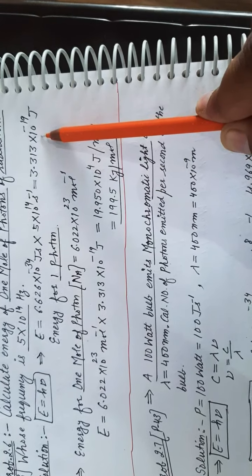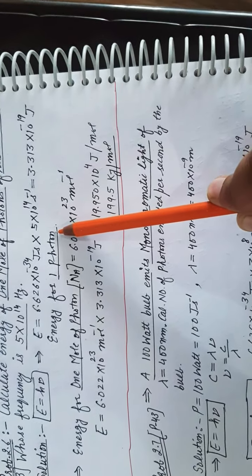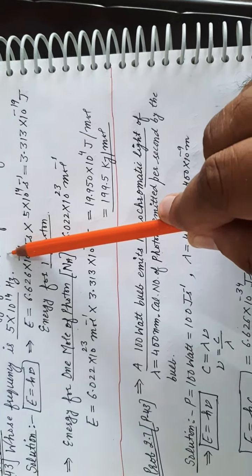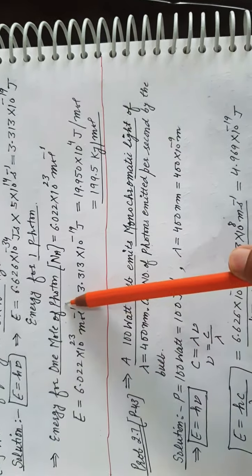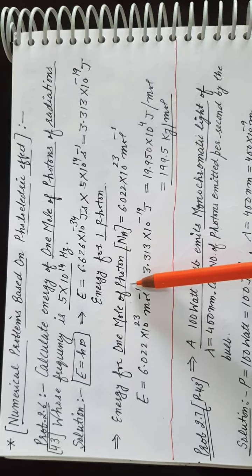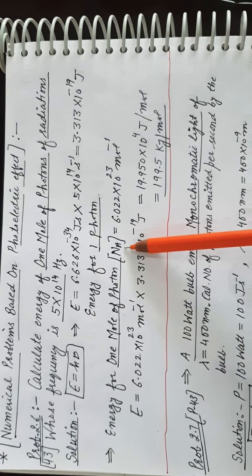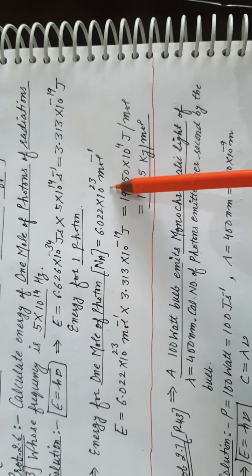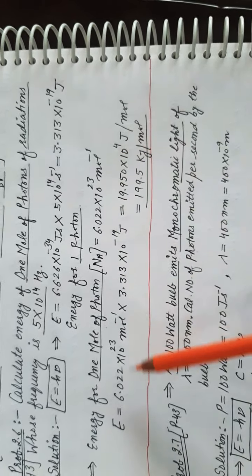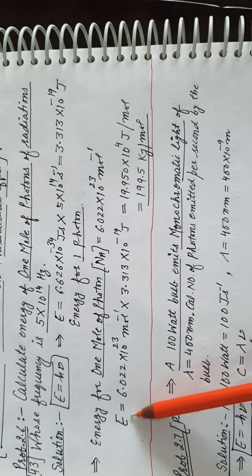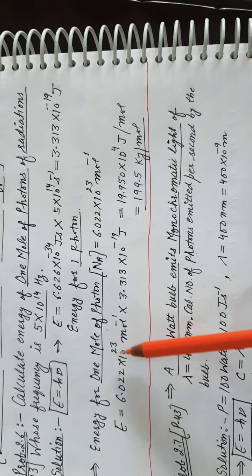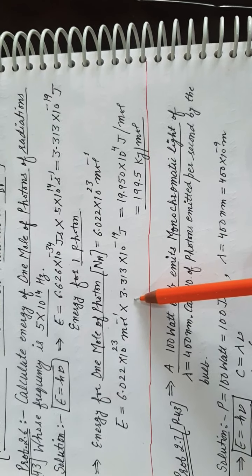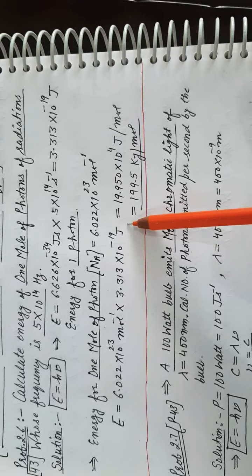But this is the energy for only one photon, and you have to calculate the energy for 1 mole of photons. So for 1 mole of photons, that is Avogadro's number, 6.022 into 10 raised to power 23 per mole. So total energy will be equal to 6.022 into 10 raised to power 23 photons, and one photon has energy 3.313 into 10 raised to power minus 19 joule.